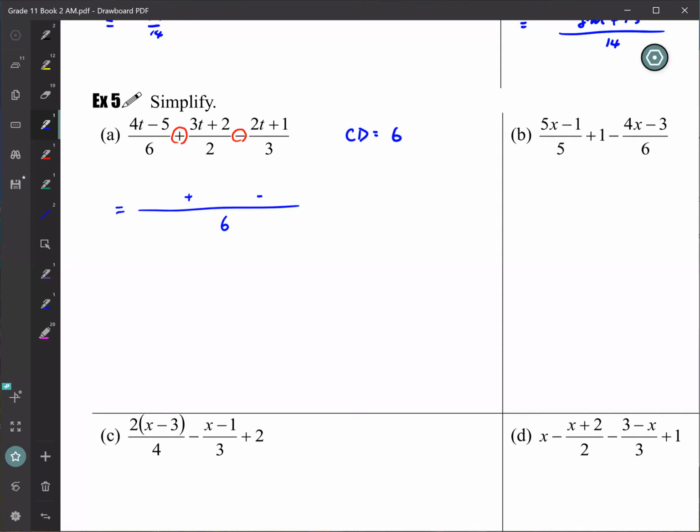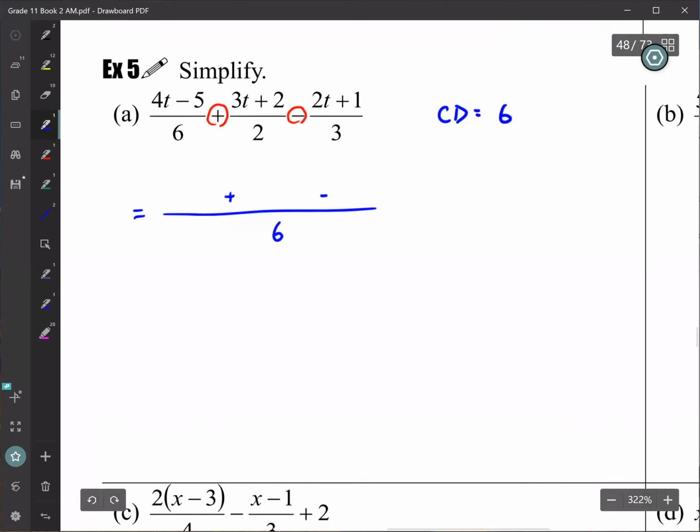Okay, Brendan, can you tell us what's on the numerator? So no expanding, yeah, no expanding. Just 4t minus 5 plus 3 times 3t plus 2, minus 2 times 2t plus 1. Yeah, very good.